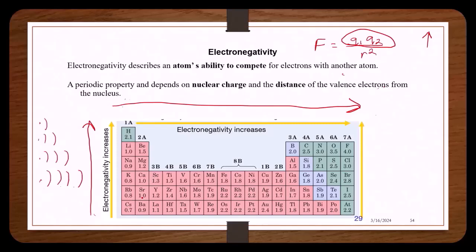And we know that as we go up the column, the number of shells decrease, which would decrease the distance between the positive proton and the negative electron. We know from the Coulomb equation that as the distance increases, the attractive force will decrease. So in this case, the distance decreases, so when it's closer together, there's more of an attractive force.